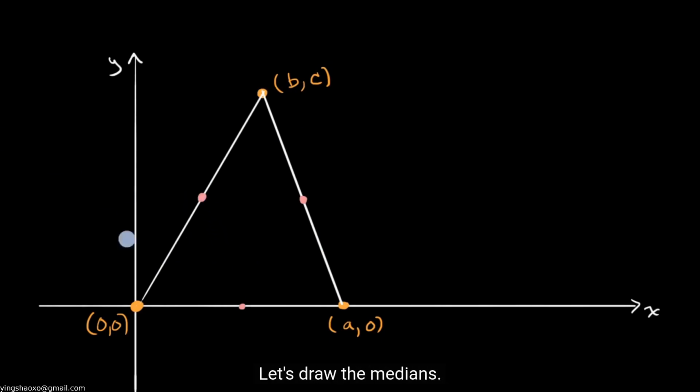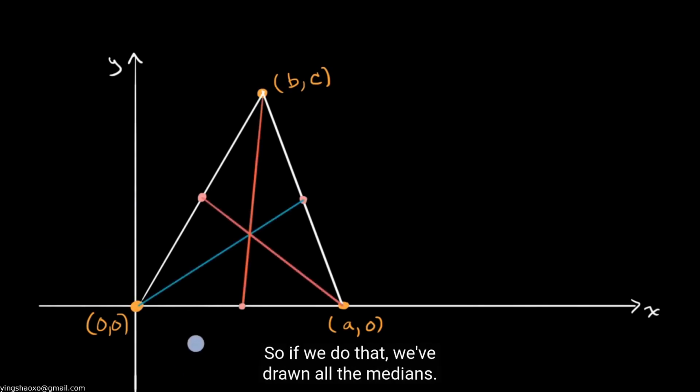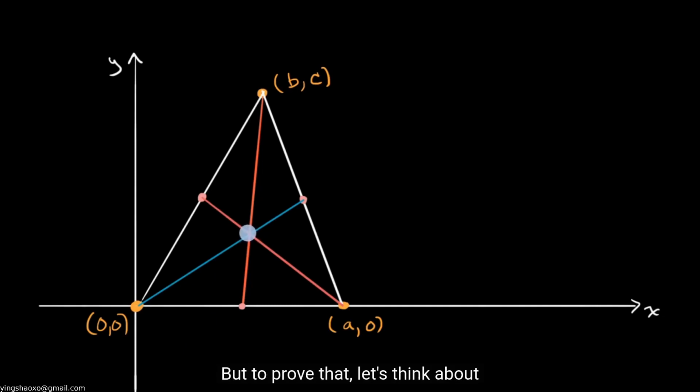Let's draw the medians. What we're going to do is draw lines from each vertex to the midpoint of the opposite side. If we do that, we've drawn all the medians, and it for sure looks like they intersect at one point. But to prove that, let's think about what the coordinates are of the midpoints of each of these sides. So what is the coordinate right over here? Pause this video and think about it.